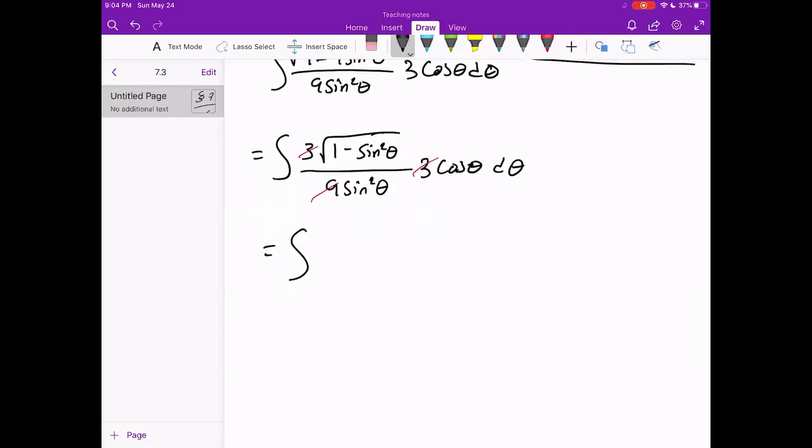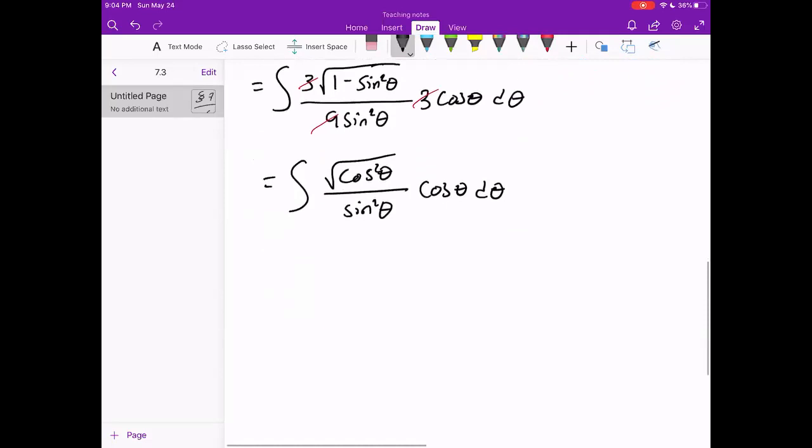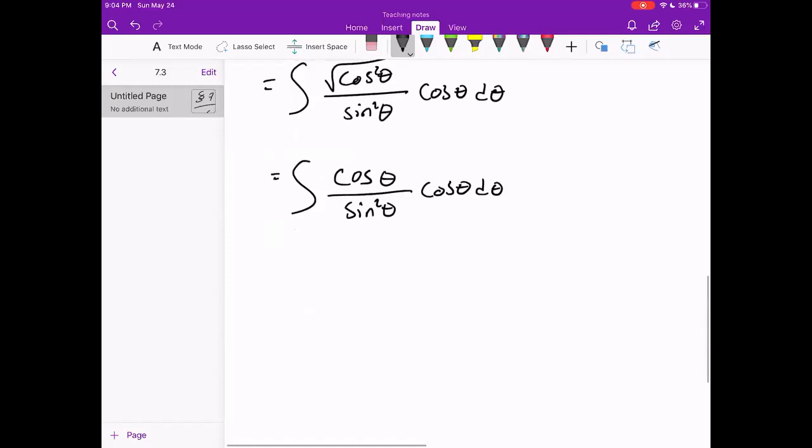I know that 1 minus sine squared theta is cosine squared theta. So I'm going to use that. I'm going to get the square root of cosine squared theta divided by sine squared theta, cosine theta d theta. I'm just going to keep simplifying. So the integral from negative pi over 2 to pi over 2, cosine's positive, so I don't have to worry about the absolute value. This is just cosine theta divided by sine squared theta, cosine theta d theta. And we just keep going.